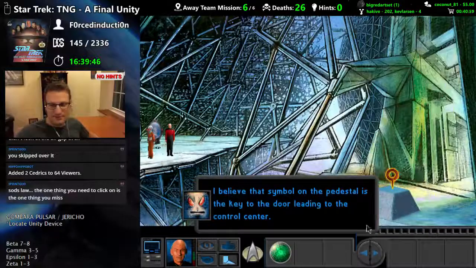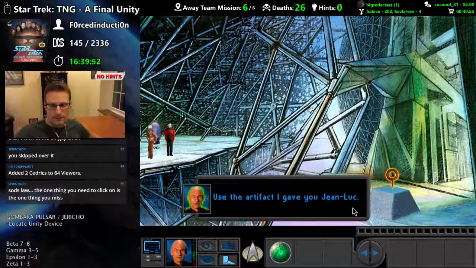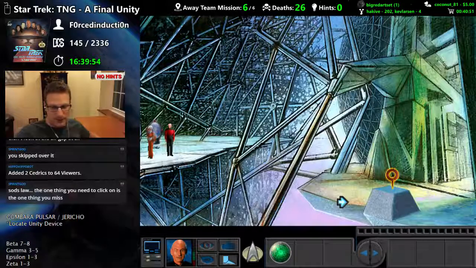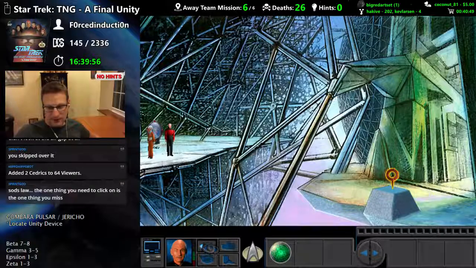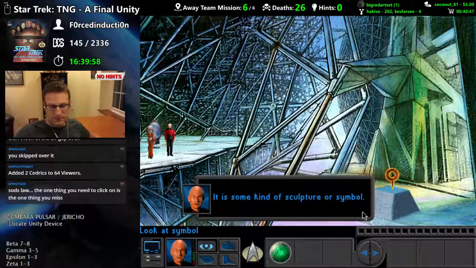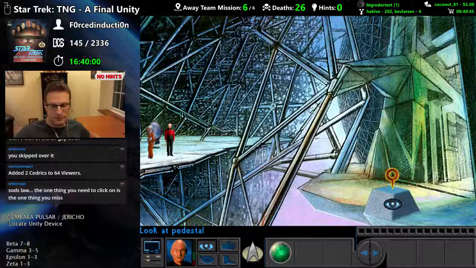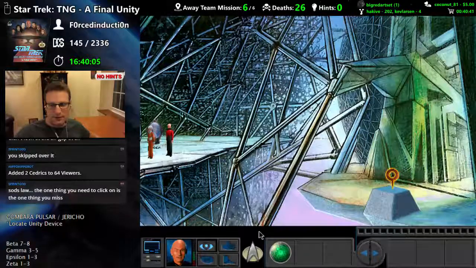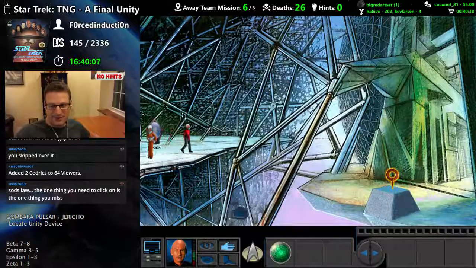Yeah, exactly. I believe that symbol on the pedestal is the key to the door leading to the control center. Use the artifact I gave you, Jean-Luc. No, careful. Careful. It is some kind of sculpture or symbol. Fascinating. Fascinating. Alright, I guess we'll try it. Try anything once.